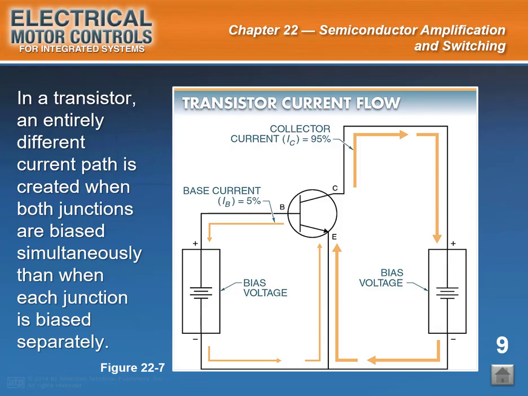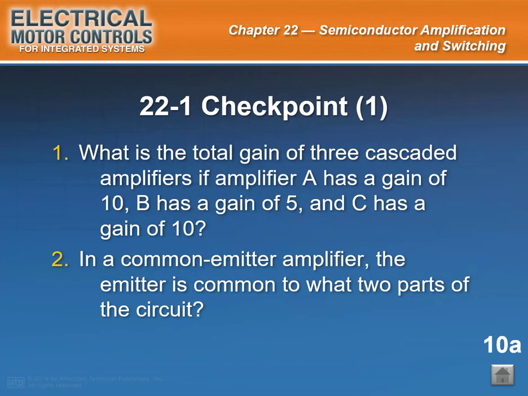End of slide 9. Start of slide 10. Slide caption: 22-1. Checkpoint. What is the total gain of 3 cascaded amplifiers if the first amplifier has a gain of 10, the second has a gain of 5, and the third has a gain of 10?